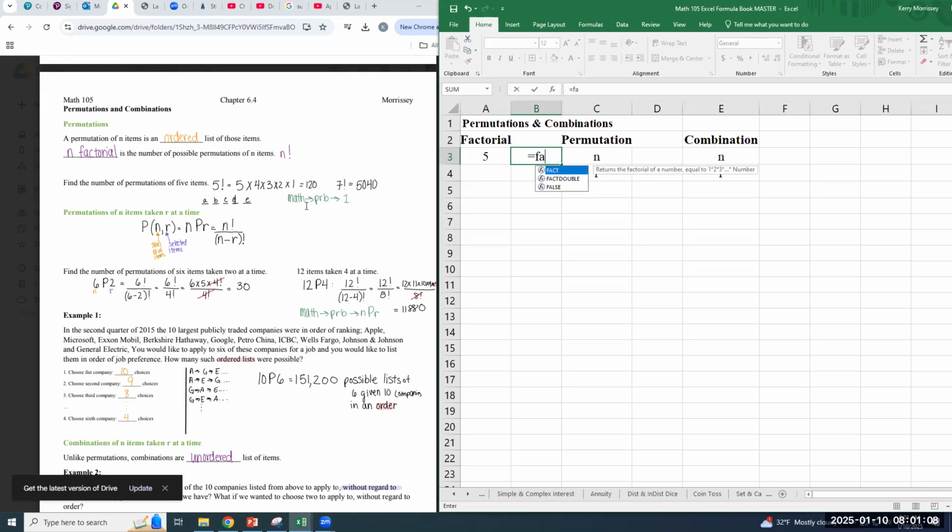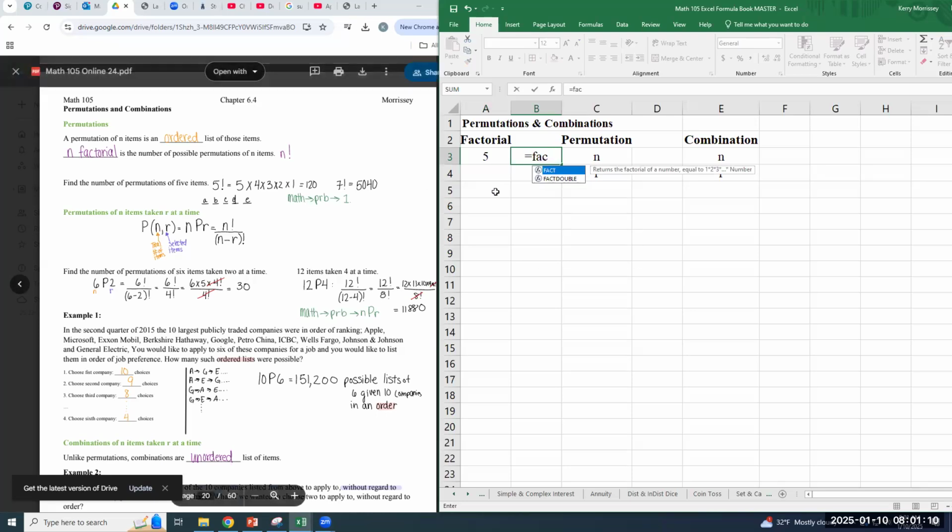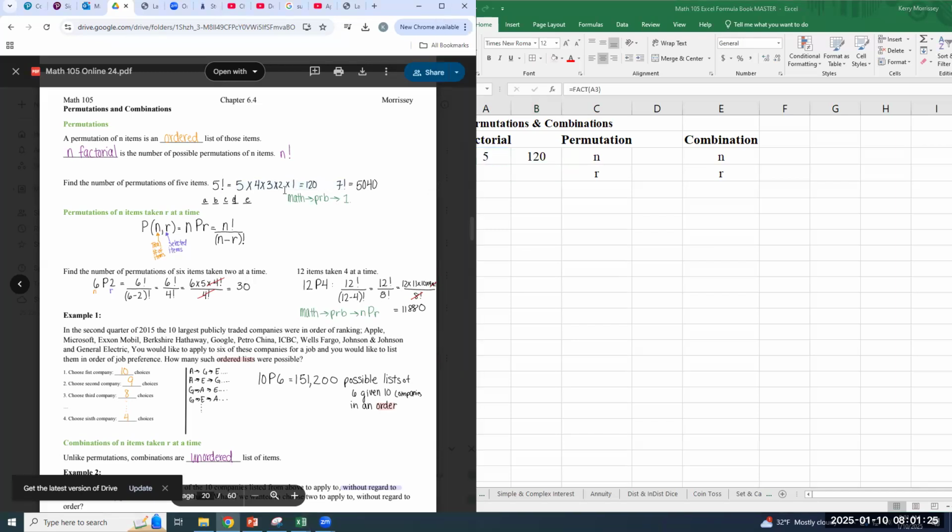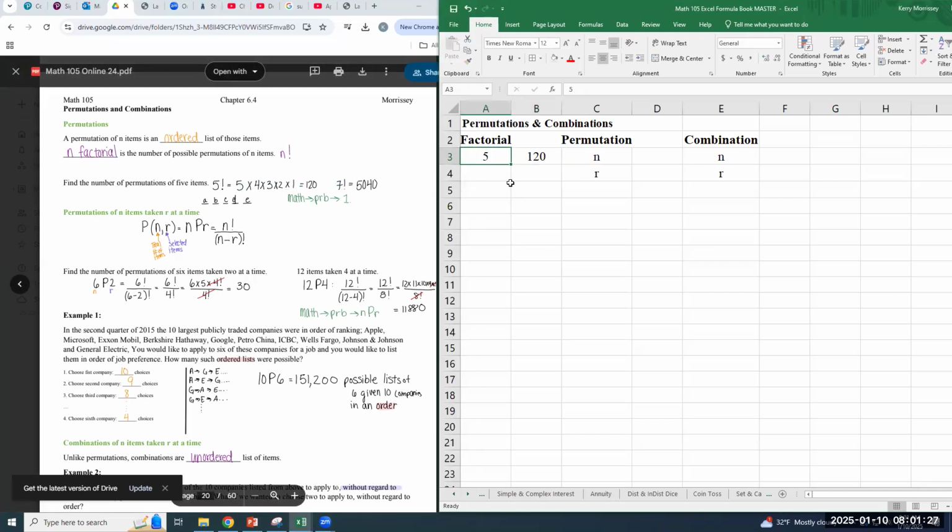Instead, we can type in the word fact, parentheses, and then we get to select our number. Instead of typing in the number 5, I want to be able to change it over and over again, so I'm going to select the cell. So we have 5 factorial is 120, and you can see that over here on the other side. Now if we wanted to do 7 factorial, notice that 5040 comes up. And we could do this as many times as we want.